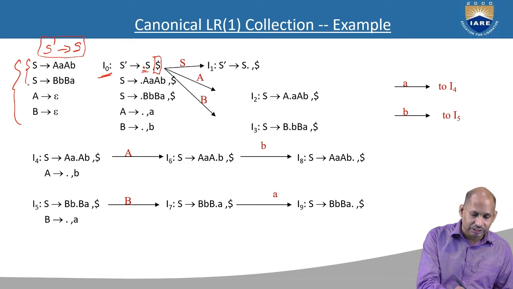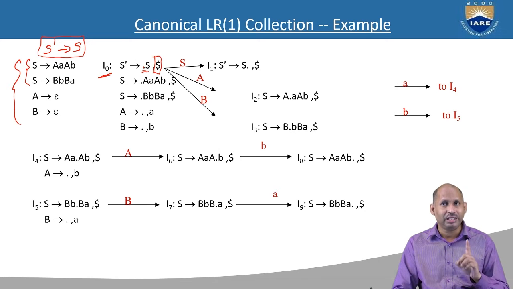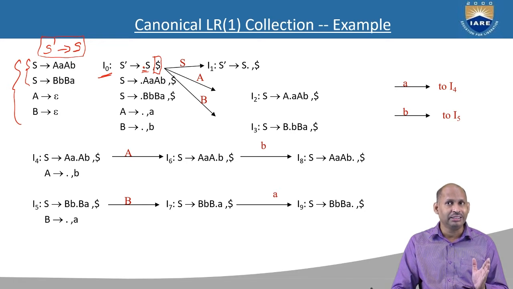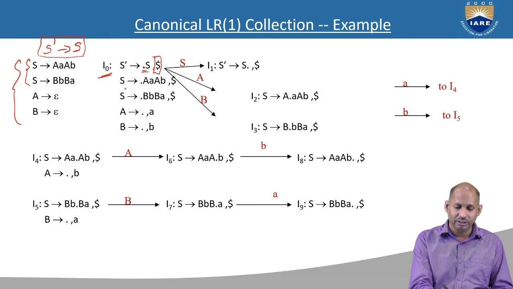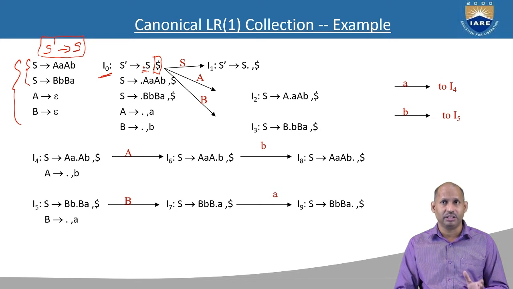So what are the S productions? These two are the S productions. Since dot is followed by a variable S, we must include the S productions. So here, S dot followed by AAB, dollar sign, and BBBA, dollar sign.